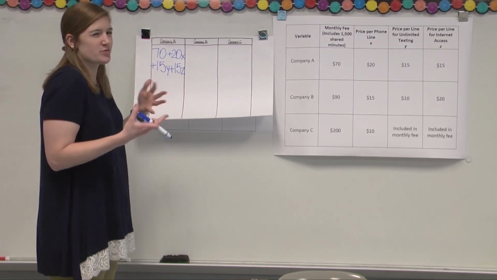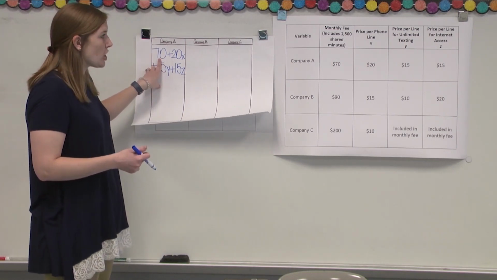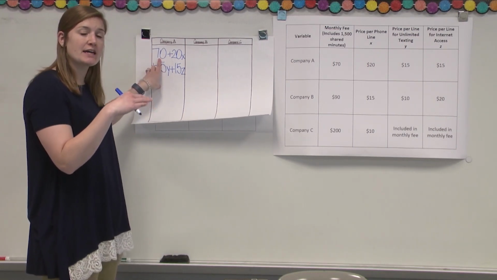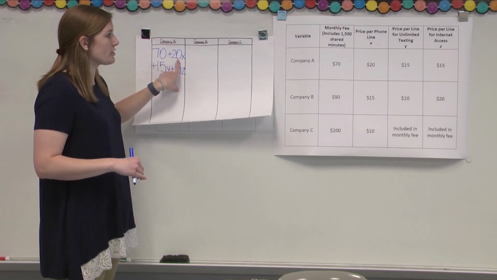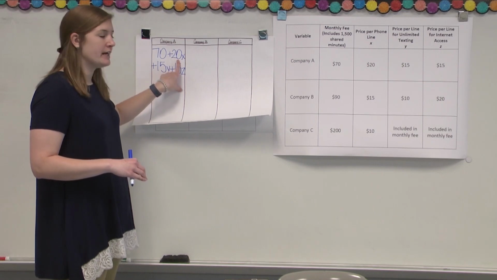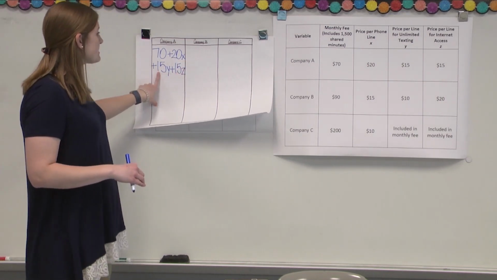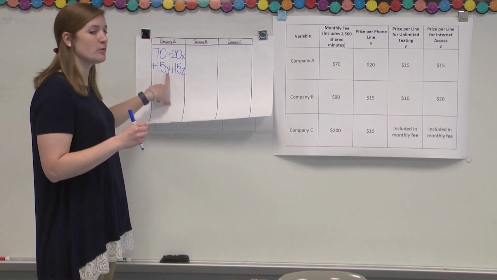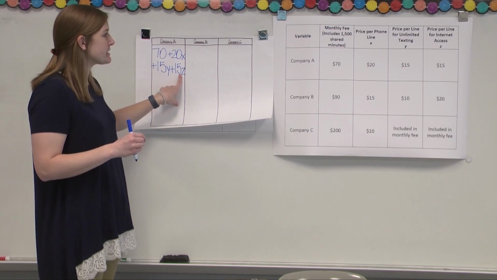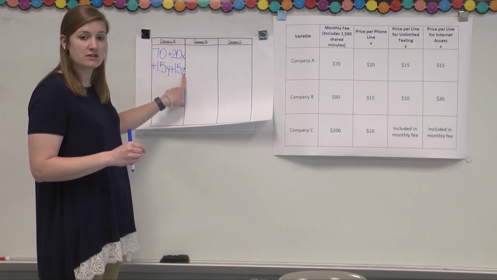So let's analyze this really quickly just to make sure we understand what these pieces represent. Again, $70 is just that fee that you're going to pay for the 1,500 minutes that you're sharing. $20 is the price for every line, and we're using the variable X to represent that. $15 is the price per line for unlimited texting, which we're using the variable Y to represent. And $15 is the price per line for internet access, which we're using the variable Z to represent.